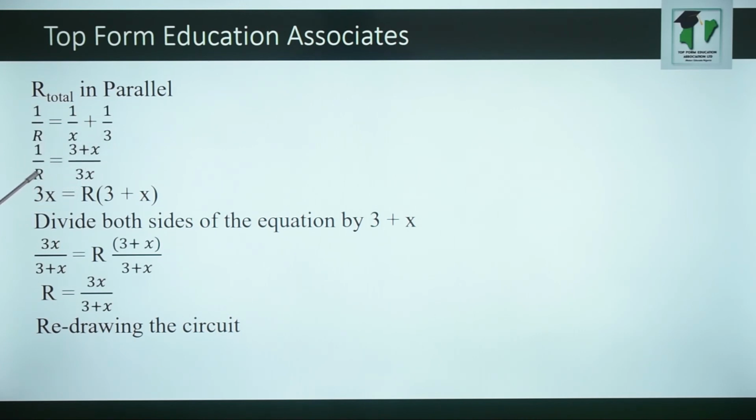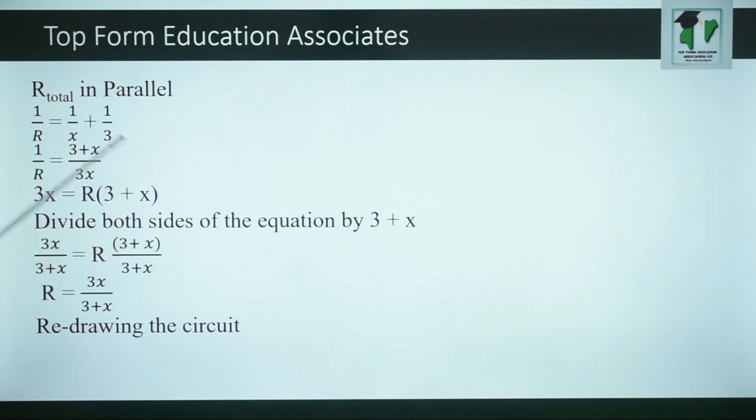So 1 over R is equal to, now 3X is the LCM. X into 3X will now remain what? 3, because X will cancel out, remaining 3. 3 times 1 is 3. Now 3 into 3X, 3 will cancel out each other, remaining X. X times 1 gives you what? X. So we'll have 1 over R is equal to 3 plus X over 3X. So if we cross multiply, you have 3 times 1 is 3X equal to R into 3 plus X.